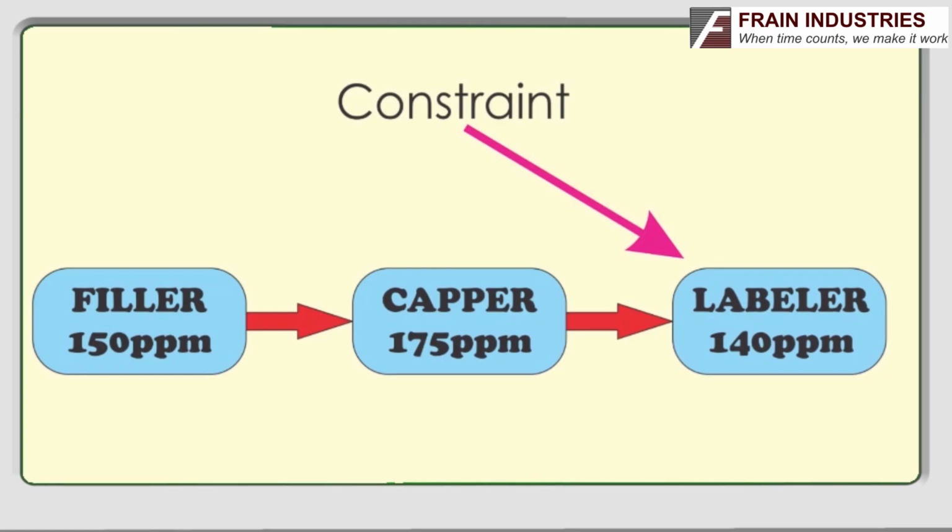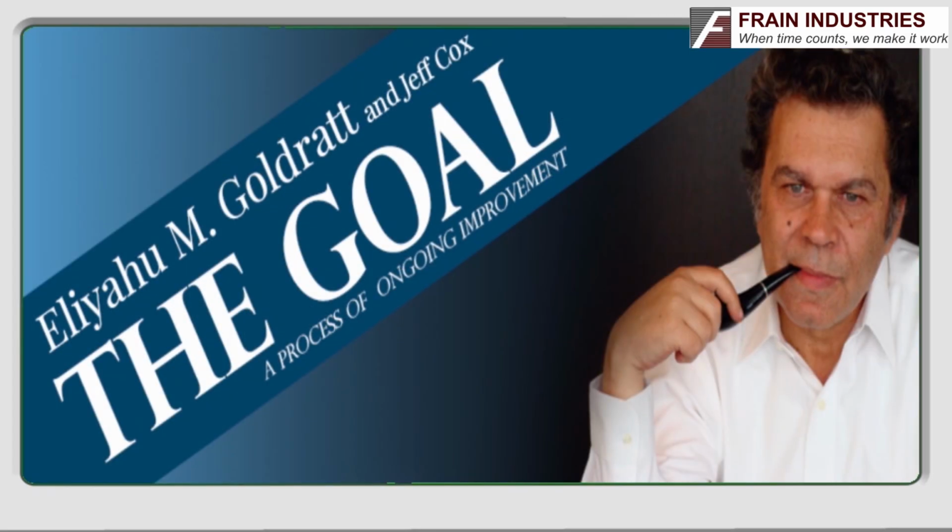Why is this important? Since the constraint determines the output, everybody needs to be aware of where it is on any given day. They need to make sure the constraint machine is kept running at all times.